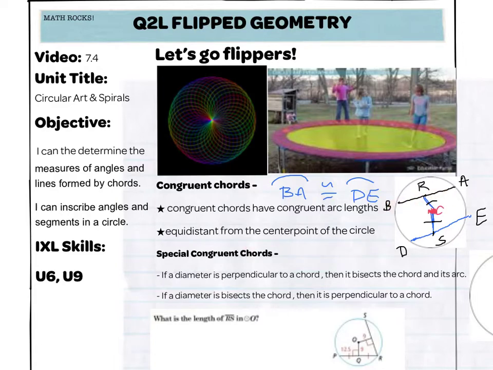So if BA is congruent to DE and they're both chords, then RC, which is a small segment here, is going to be congruent to CS. These two segments are congruent to each other because both BA and DE are equidistant from the center point C.